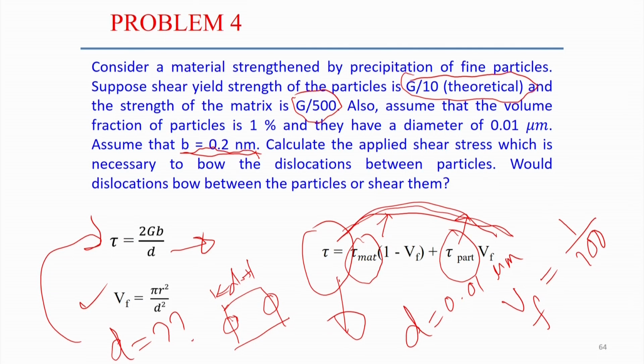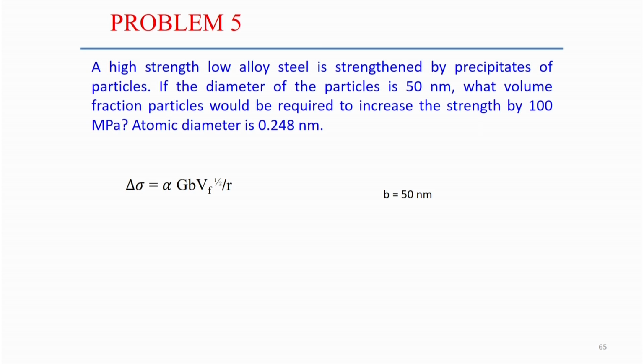If the shear stress for bowing crosses the shear stress to cut the particle, then we can say that the dislocation will bow between the particles or shear them. Accordingly we can take the decision by comparing the shear stress value in the first case and in the second case. So let us look into another problem related to the strengthening mechanism.